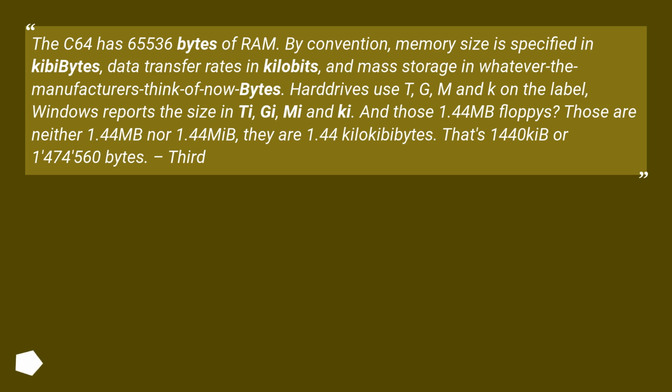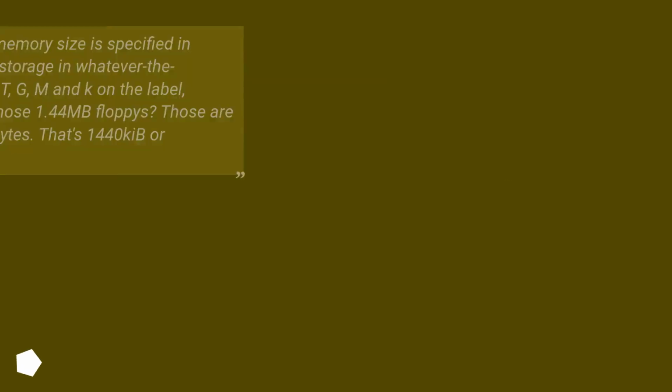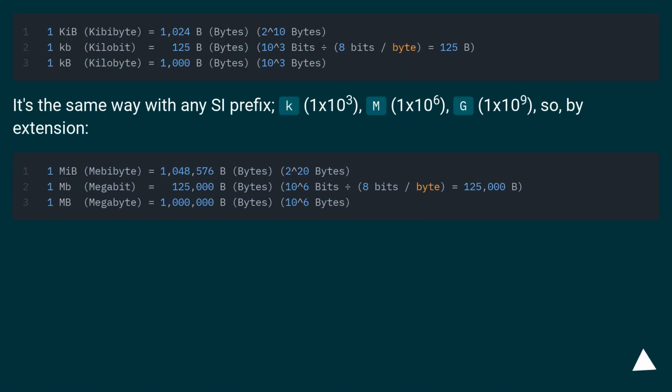And those 1.44 MB floppies? Those are neither 1.44 MB nor 1.44 MiB, they are 1.44 kilokibibytes. That's 1440 KiB or 1,474,560 bytes. It's the same way with any SI prefix. K, 1 times 10^3, M, 1 times 10^6, G, 1 times 10^9, so by extension.